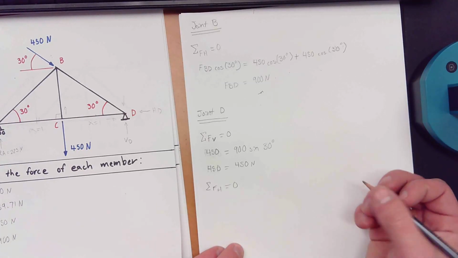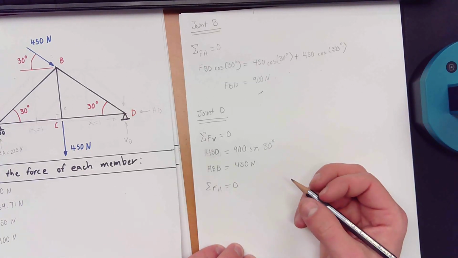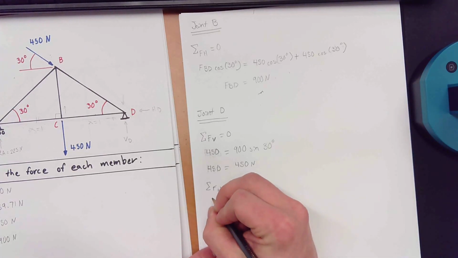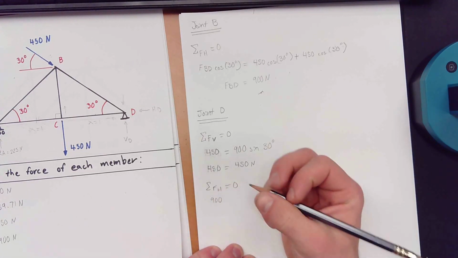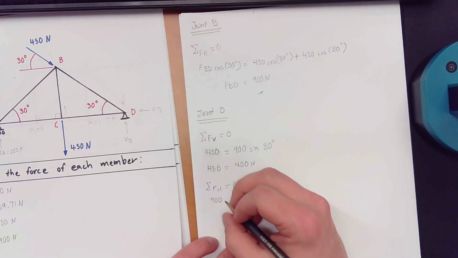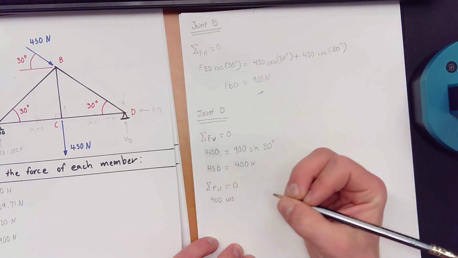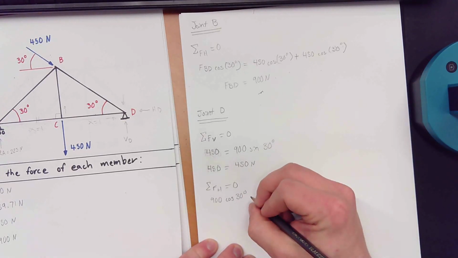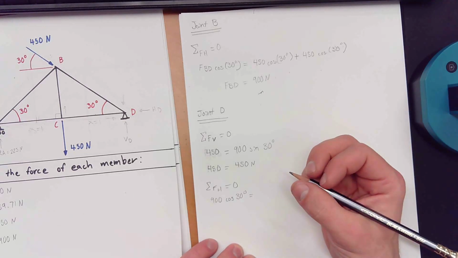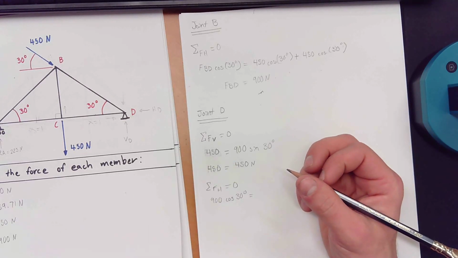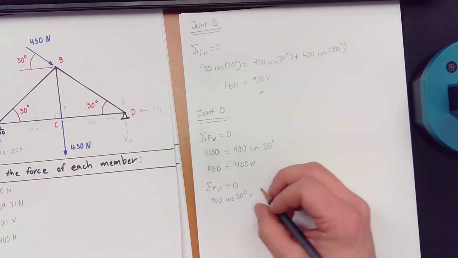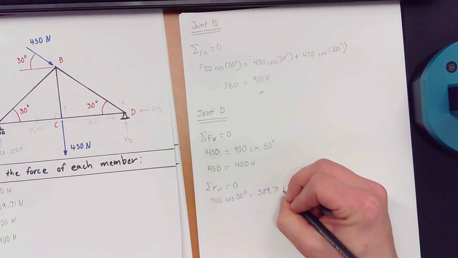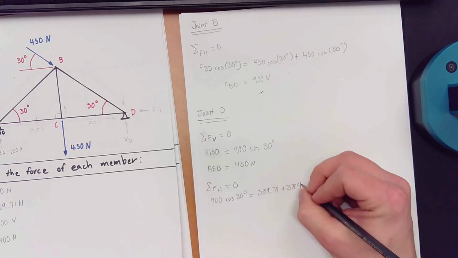And then we're going to get forces in the horizontal direction. We had 900, because that's our force in BD. This time we're going to do the cosine of 30 degrees, which is equal to 389.71 plus 389.71.